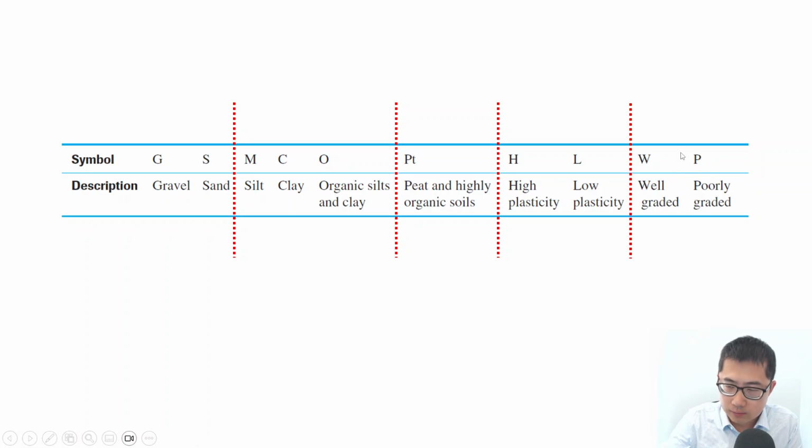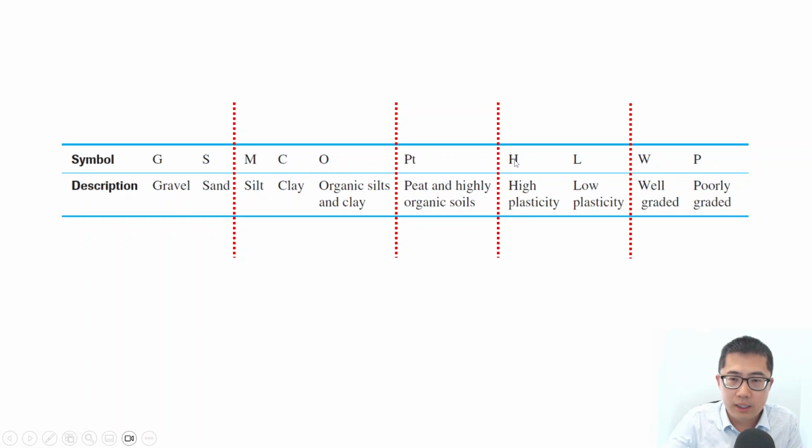And for coarser material, sometimes we also want to know their gradation. So you have W for well graded and P for poorly graded. A lot of times you will see a combination of these two, G and S on the left with W and P, because a lot of times those gravel and sand are non-plastic. So we want to throw a W and a P onto G and S to look into the gradation side of those. And similarly, for M and C, for silt and clay, we care more about their plasticity.